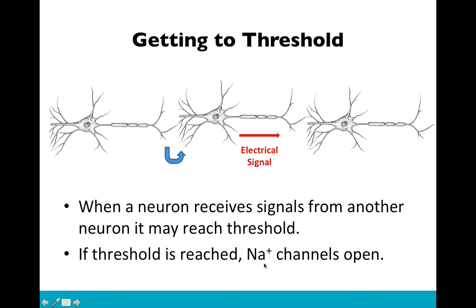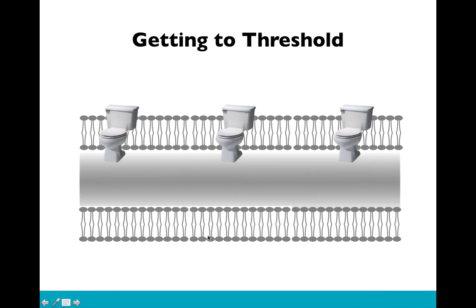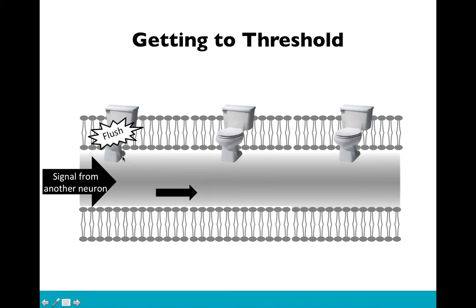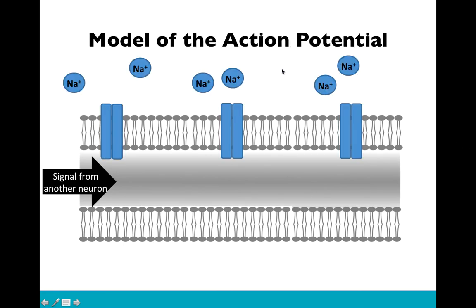The sodium channels open. It's like when you flush a toilet, it just goes. The neuron will just fire an electrical signal. Right? So here is signal from another neuron. It flushes, right? And it just continues flushing. But in the neuron, we don't have toilets. We have these sodium channels.